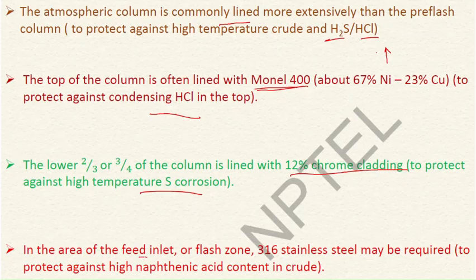In the area of the feed inlet or flash zone, 316 stainless steel may be required. If our feed, that is our crude oil, is high in naphthenic acid content, in naphthenes, then the stainless steel coating is required. Okay.